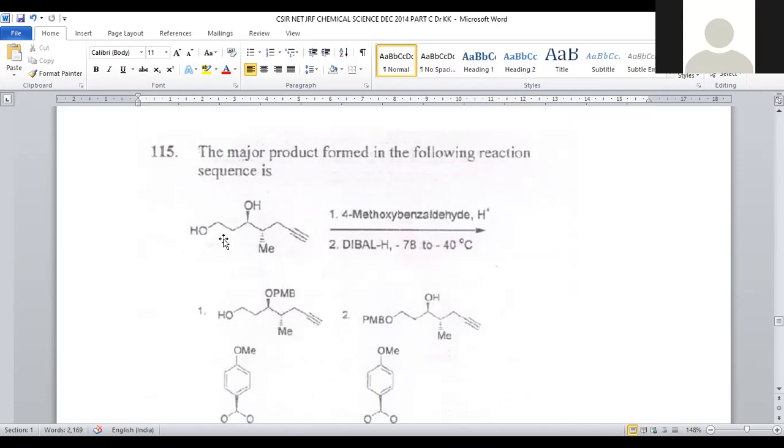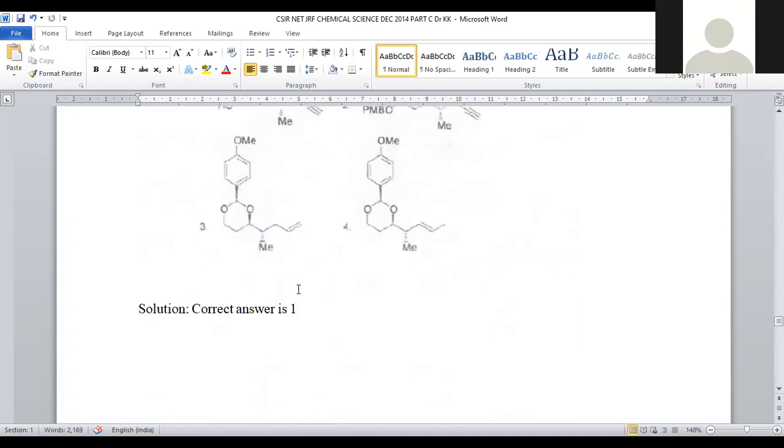We are taking OH, CH2, CH2, C(OH), CMe, CH2, C triple bond CH. So this is the starting material where we have an alkyne, a triple bond, methyl, OH and OH. These many groups are present. And we are treating with 4-methoxybenzaldehyde. 4-methoxybenzaldehyde will be added under protic solvent. DIBAL-H being a reducing agent, a reduction reaction is carried out, and an extremely low temperature, minus 78 to 40 degrees, is employed in this reaction.